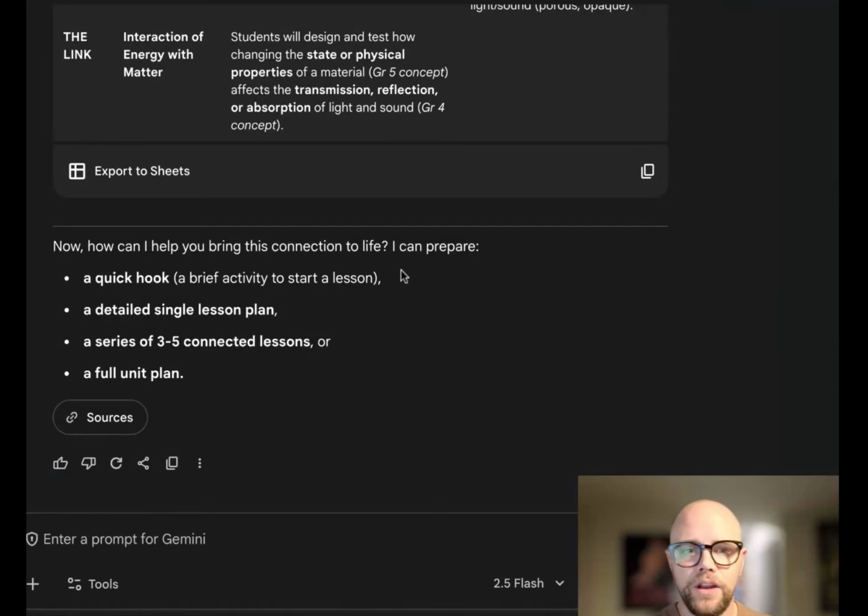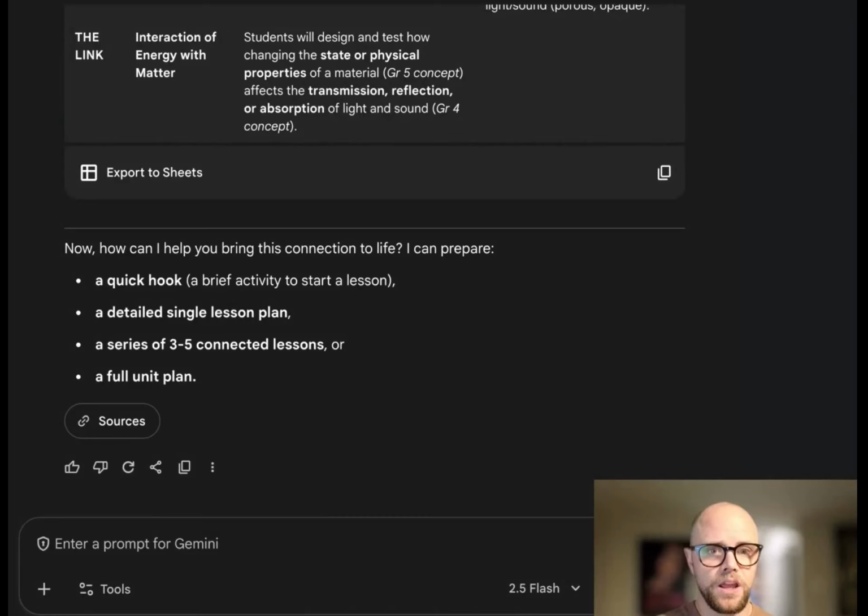Now, how can I help bring this connection to life? This is where it dives even deeper. You can ask for a hook, a lesson plan, 3 to 5 connected lessons, or a full unit. Now remember, careful consideration. Keep the human in the loop. I'm going to ask for a single lesson plan. That's great. You need to read the lesson plan. Keep the human in the loop.